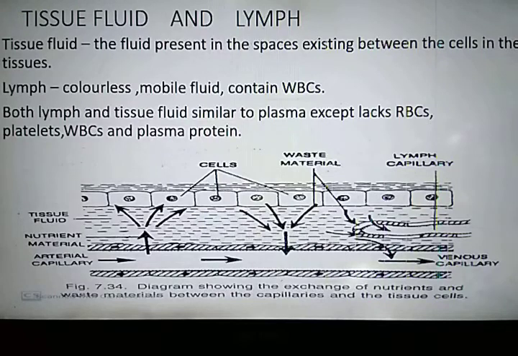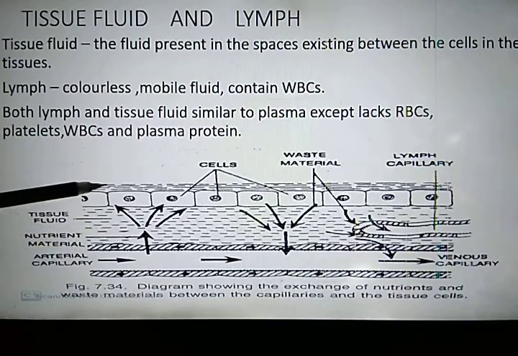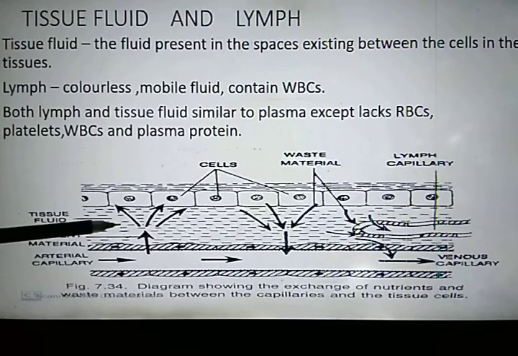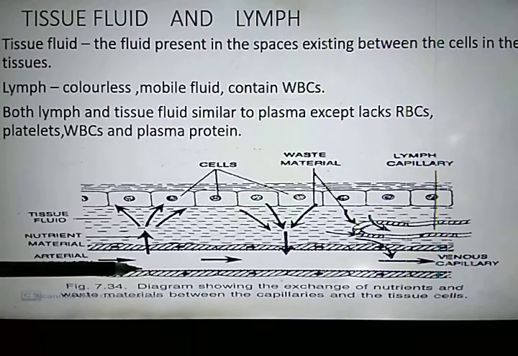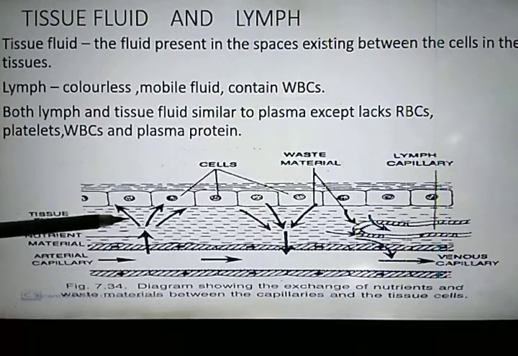So what do you mean by tissue fluid or interstitial fluid? As the name indicates, the fluid present in the spaces existing between the cells in the tissues is called tissue fluid or interstitial fluid. And what is its function? It helps in the exchange of material between the blood capillary, or you can say between the blood and the tissue cells. Then what does it consist of?